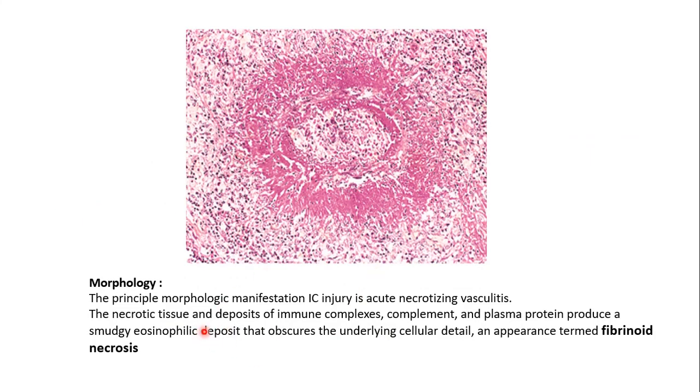Now, this is again another example of an immune complex mediated hypersensitivity reaction. The morphology shows that there is immune complex mediated injury. It is actually acute necrotizing vasculitis. The necrotic tissues and the deposits of the immune complex, complement, and plasma proteins produce a smudgy eosinophilic deposit that obscures the cellular details. And this appearance is termed fibrinoid necrosis.